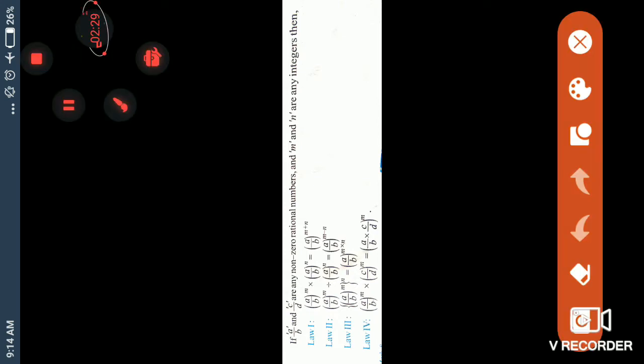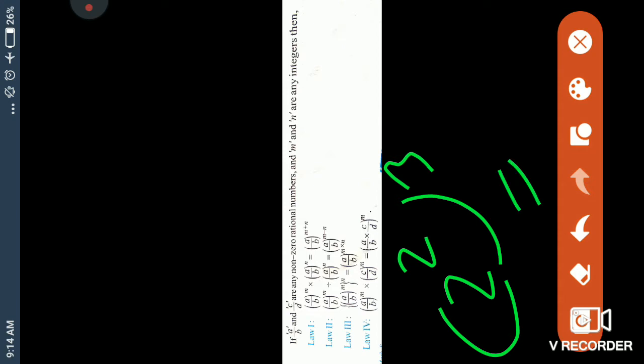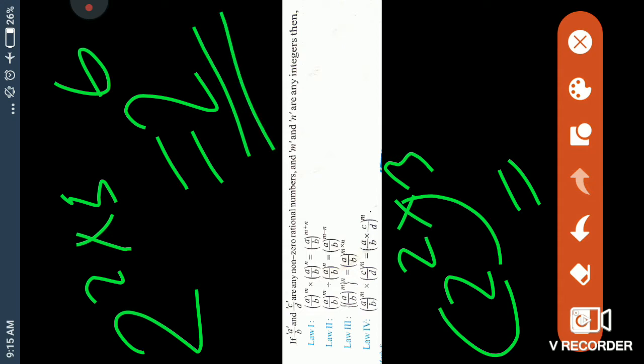Third, (a/b) to the power m, whole to the power n. For example, 2 to the power 2, whole to the power 3. So we will multiply both powers. What will we write? 2 to the power 2 multiplied by 3, which is 2 to the power 6. Two times two is 4, 4 times 2 is 8, 8 times 2 is 16, 16 times 2 is 32, 32 times 2 is 64. The answer would be 64.